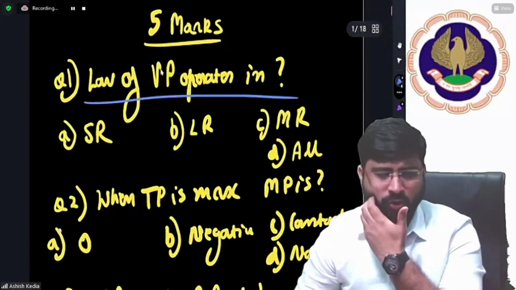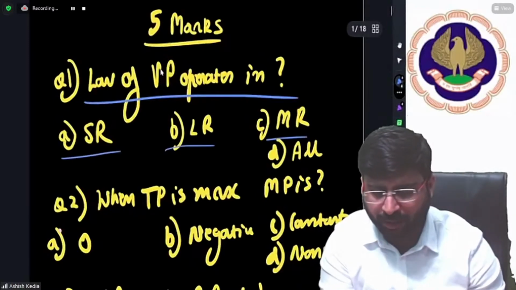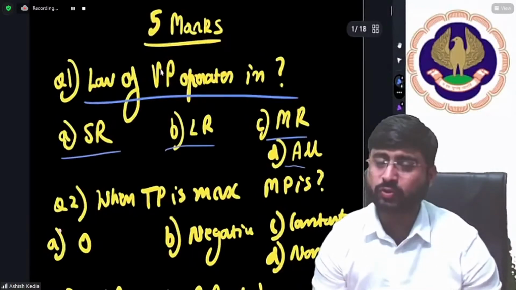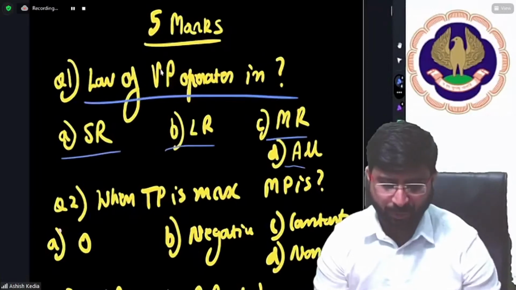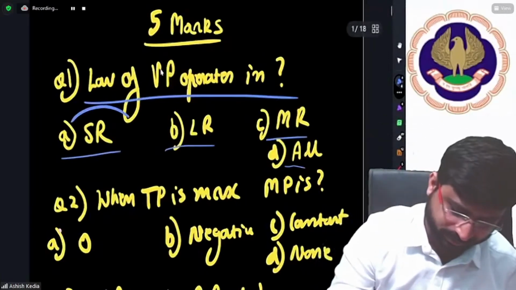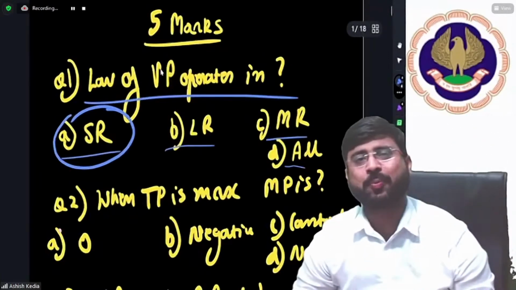Law of variable proportion operates in short run, long run, medium run, all of the runs. So, my dear friends, the answer is obviously short run. Law of variable proportion operates in short run.